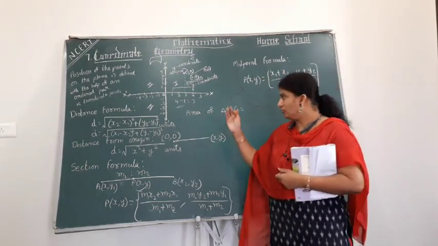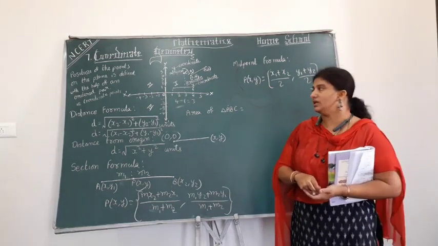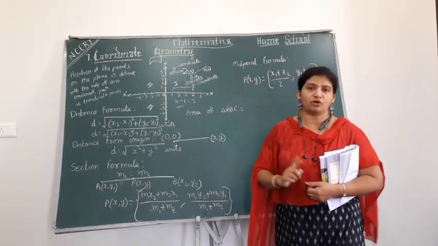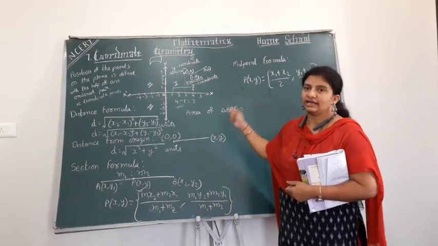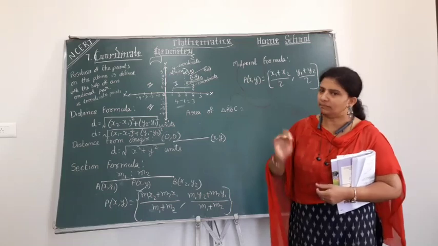In this, one more formula we have, where you can compulsorily expect one problem in your 2 marks. What is that? The area of a triangle ABC in a Cartesian plane.